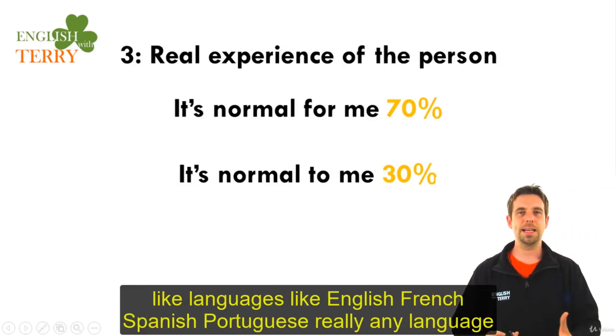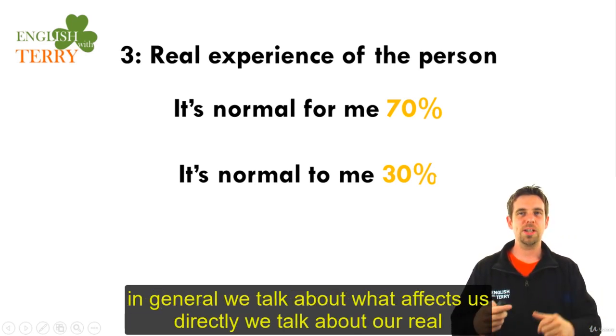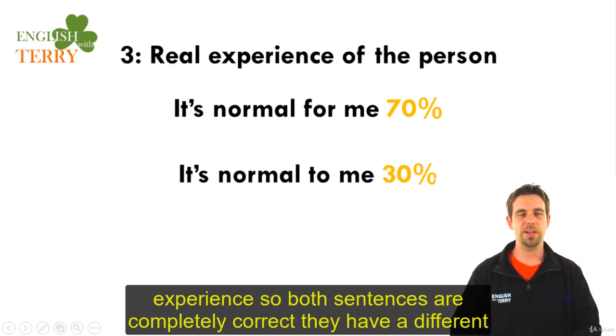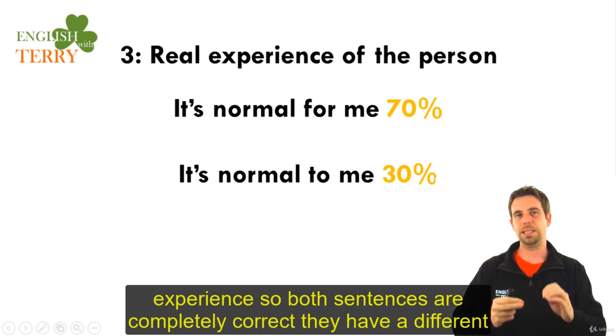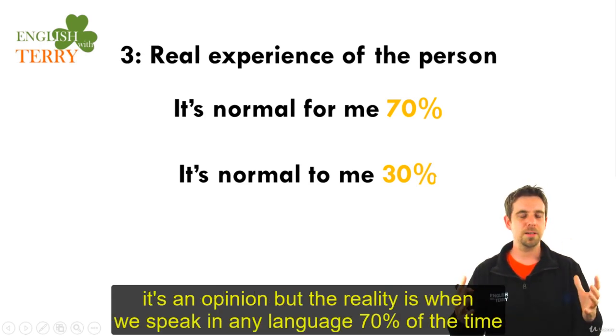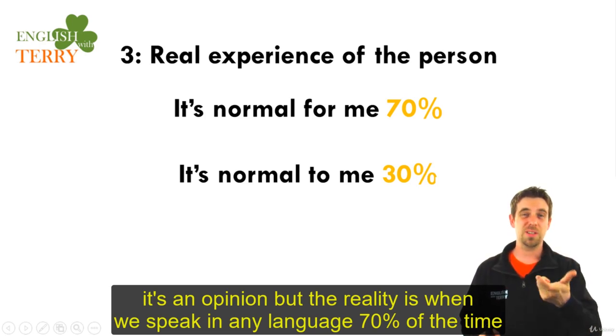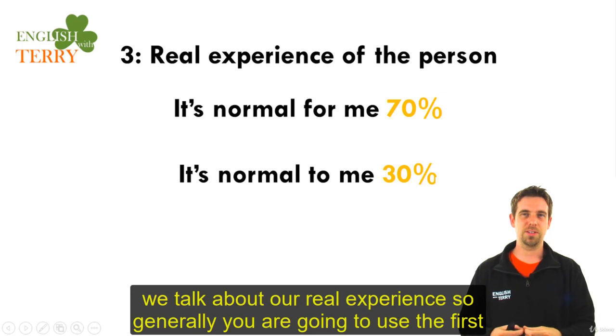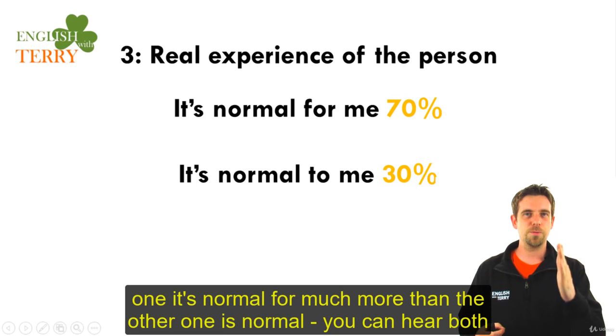Now, when we look at languages like English, French, Spanish, Portuguese, or really any language in general, we talk about what affects us directly. We talk about our real experience. So both sentences are completely correct. They have a different meaning, like it's normal for me, affects me, and it's normal to me, like it's an opinion. But the reality is when we speak in any language, 70% of the time we talk about our real experience. So generally you are going to use the first one. It's normal for, much more than the other one, it's normal to.